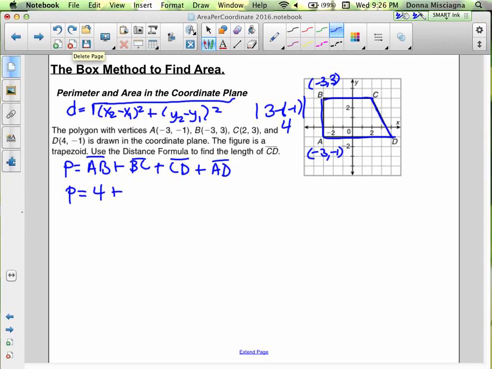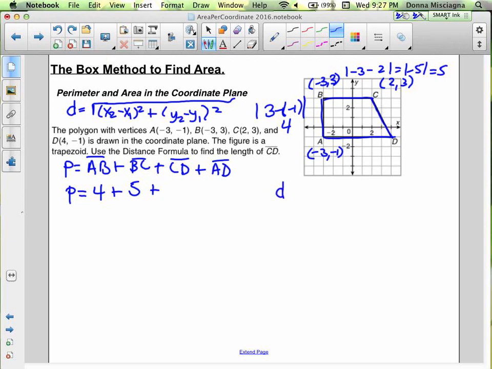BC, if C is at 2, 3. The y coordinates aren't changing, just the x, so it's just the difference. So BC is -3 minus 2. That difference is the absolute value of -5, which is just 5. For CD, we have to use the distance formula.